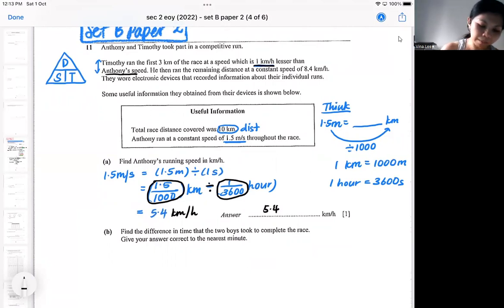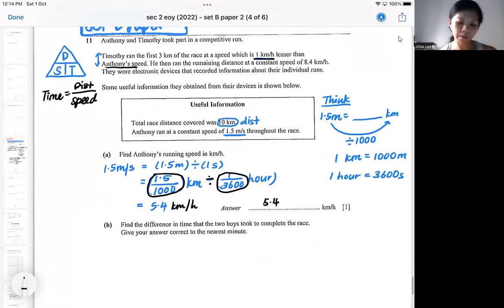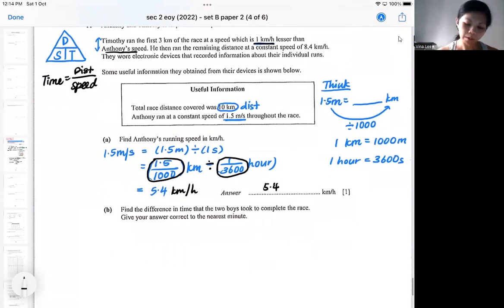What is the time formula? The time formula will be distance over speed. Stay very focused. So you should do a bit of planning first. You should aim to calculate the time taken by each boy, then take the difference. So obviously it's very straightforward that you should calculate the time taken by Anthony first, because he ran at a constant speed. So going according to the formula, it is 10 kilometer, and you should be using 5.4 km/h.